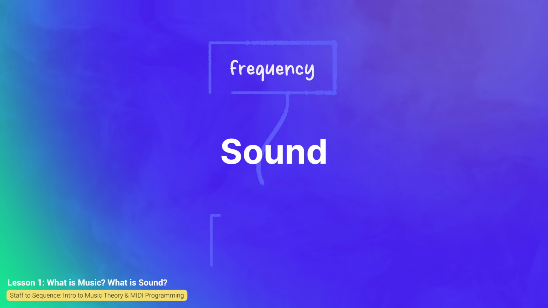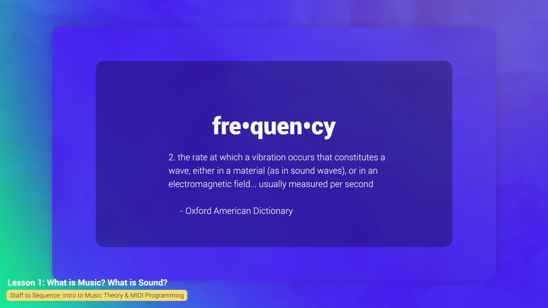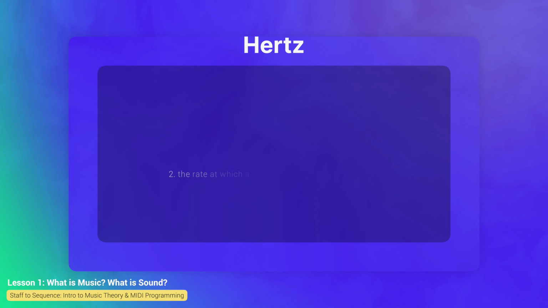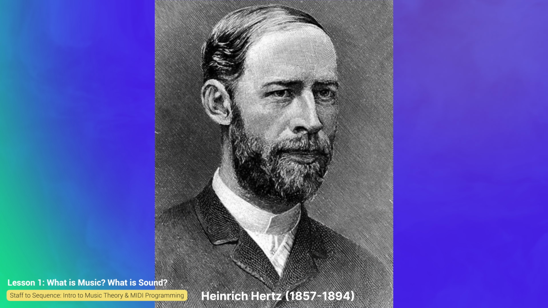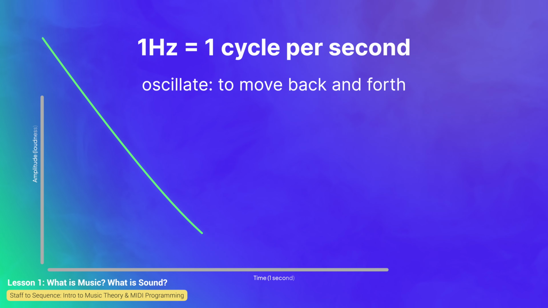Sound can be categorized into two fundamental components: frequency and duration. While there is more to sound, we'll begin by focusing on these two elements. Frequency refers to the number of mechanical wave cycles that repeat over time. This is measured in Hertz, named after 19th century German physicist Heinrich Hertz. 1 Hertz equals 1 cycle per second, describing how many times a wave oscillates in that time frame.